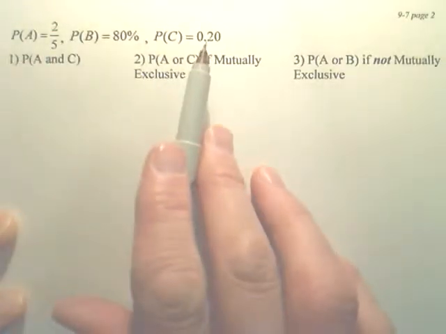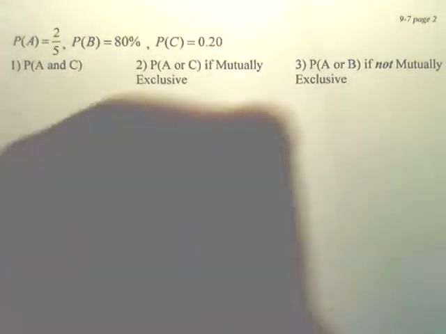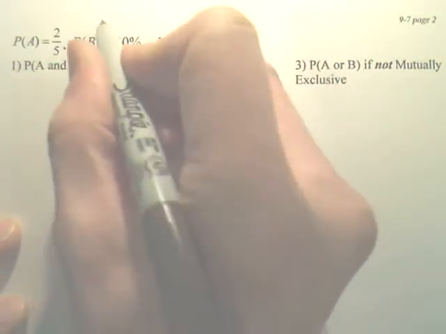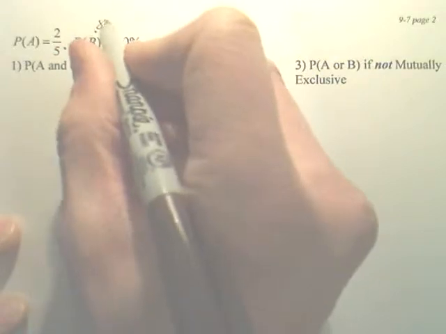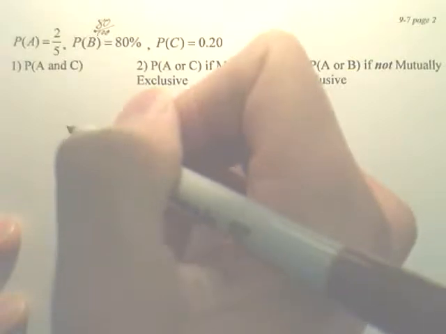Given this information, first of all, let's change all of these into fractions. So what can we change 80% as? 80% is 80 hundredths. Can we reduce that? 80 hundredths would be 8 tenths, which is 4 fifths.